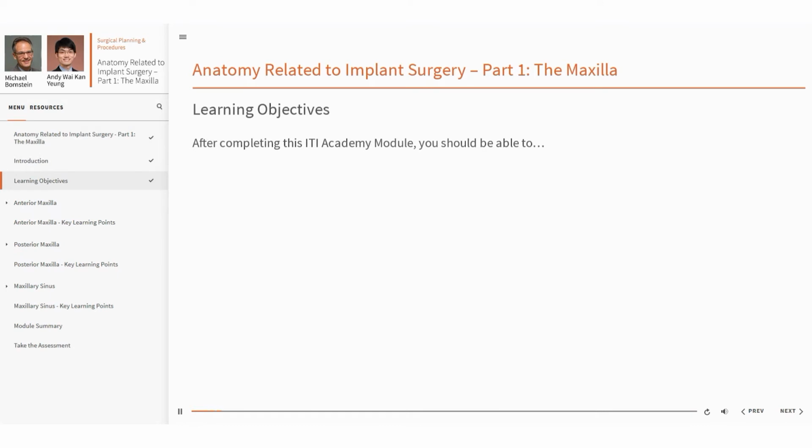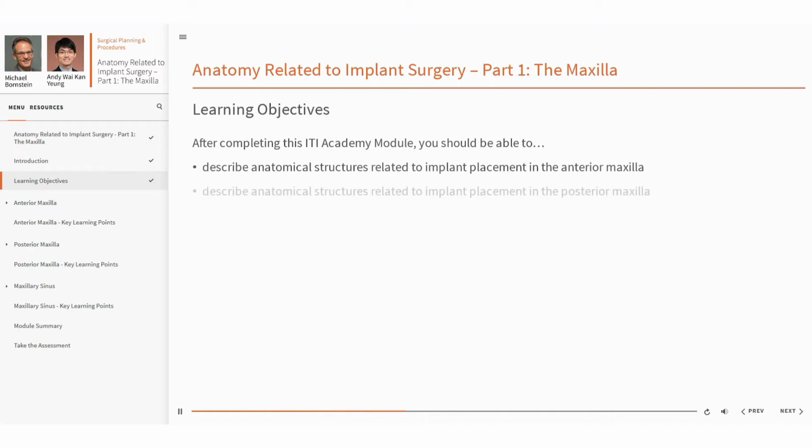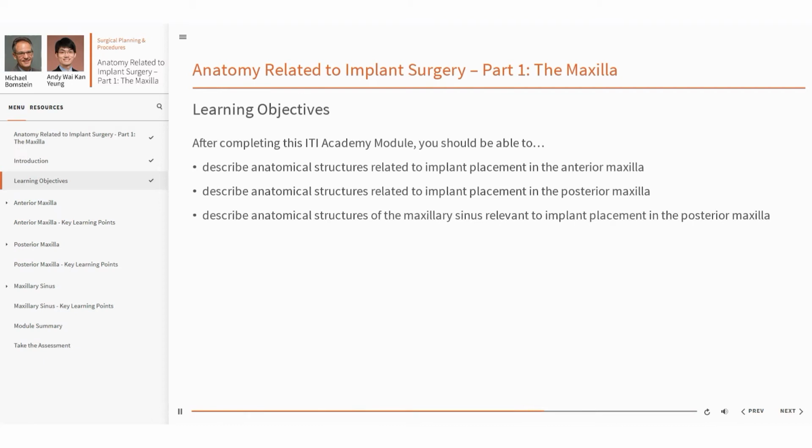After completing this ITI Academy Learning Module, you should be able to describe anatomical structures related to implant placement in the anterior maxilla, describe anatomical structures related to implant placement in the posterior maxilla, describe anatomical structures of the maxillary sinus relevant to implant placement in the posterior maxilla.